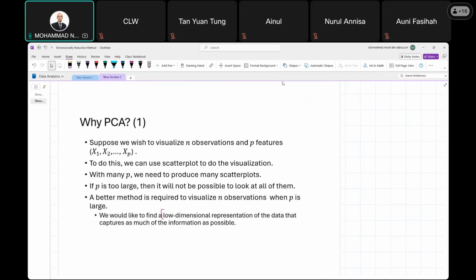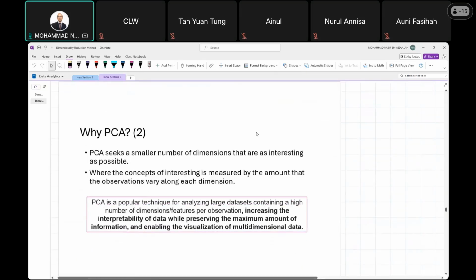Basically, principal component analysis has the same objective as singular value decomposition, right? But PCA is a more versatile technique, and it simplifies the result into a readable manner. PCA is a popular technique for analyzing large data sets containing a high number of dimensions, increasing the interpretability of the data while preserving the maximum amount of information, right? So this is the reason why we use PCA.